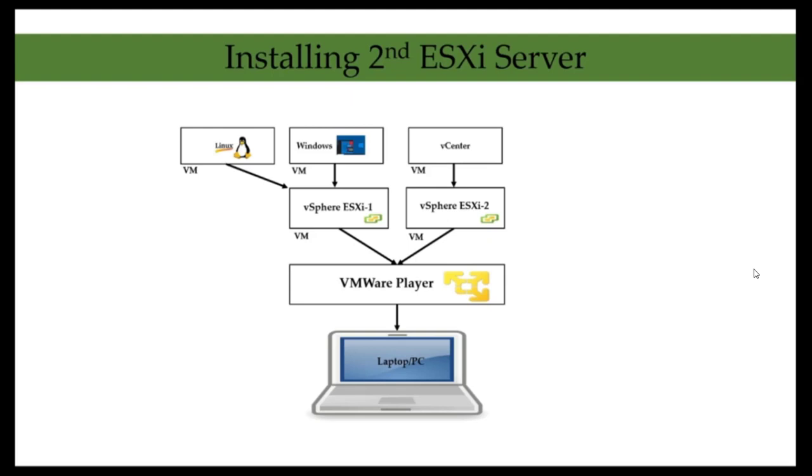So I have installed VMware Workstation on my laptop. On this laptop I also installed two ESXi servers. On the first ESXi server I have installed a Windows machine, Windows 2016 server, and in the second ESXi server I will install the vCenter server appliance. So in the second server we should have very high resources, like 12 GB of RAM and 450 GB of hard drive, because vCenter server requires a lot of resources.